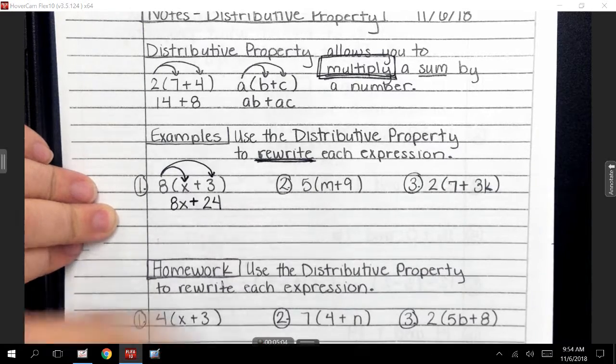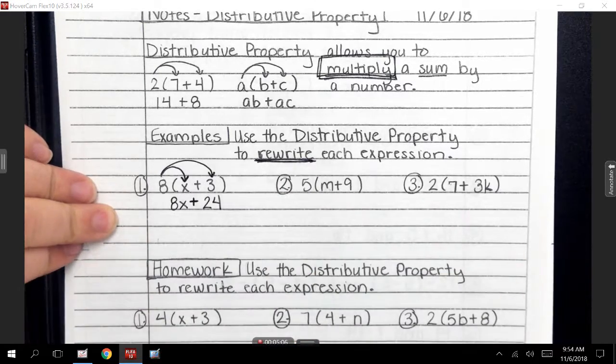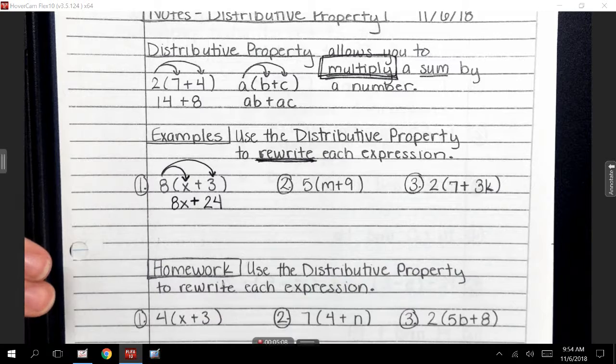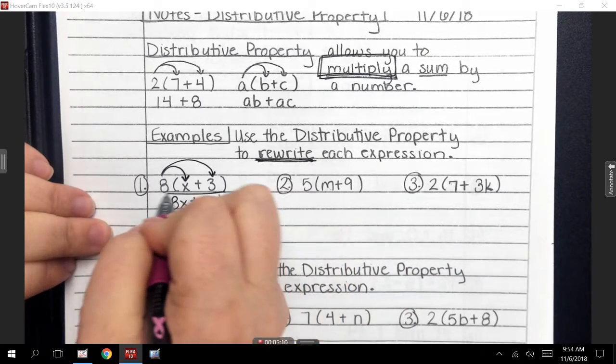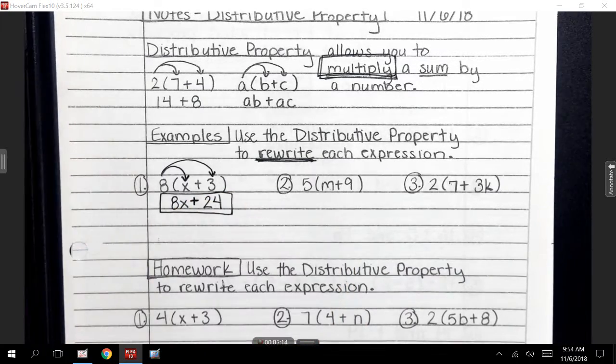That's all you're doing. You're passing the 8 to the x. You're passing the 8 to the 3. That's it. This is our new problem: 8x plus 24. Can I work it out? No, I don't know what x is, guys. We're just rewriting the problem.